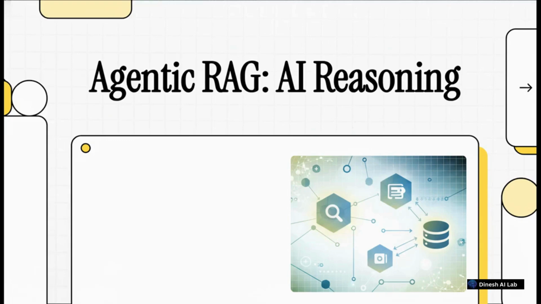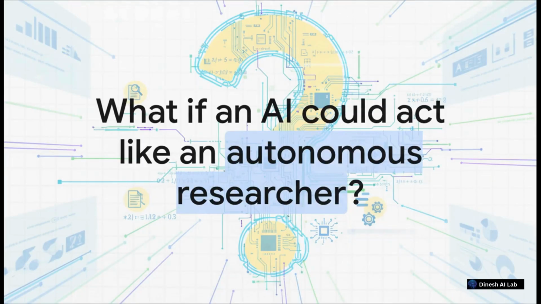If you work with AI, then you definitely know that feeling, that frustration when a large language model just hallucinates an answer. Well, today, we're going to dive into a new architecture that's designed to solve that exact problem. It's called Agentic RAG. But let's start with a question.